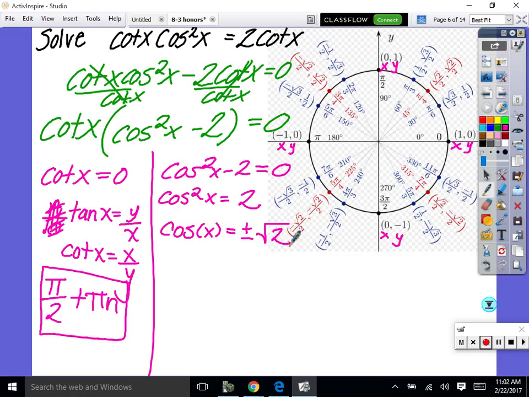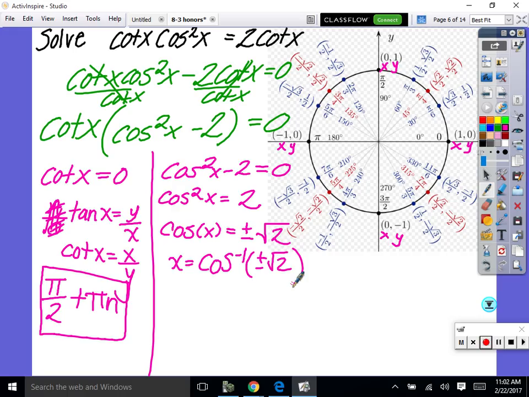Now the question for you is, is that a value on our unit circle? No, so this is when it's appropriate to then use the inverse to solve for x instead of using just our unit circle. Does that make sense? Yeah, because now we're trying to solve for x. So let's take the cosine inverse of both sides of the equation. So we would have x is equal to cosine inverse of plus or minus root 2.